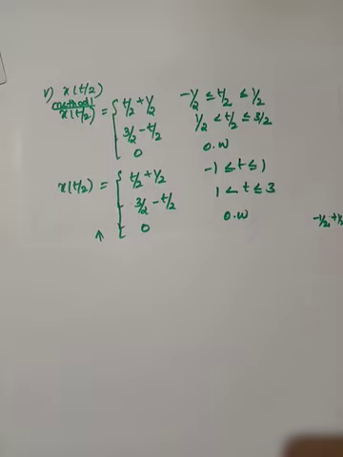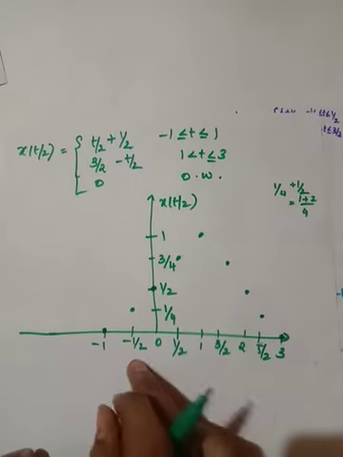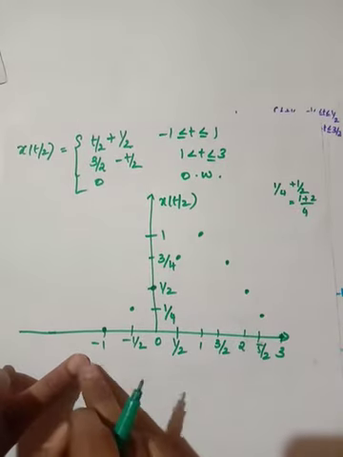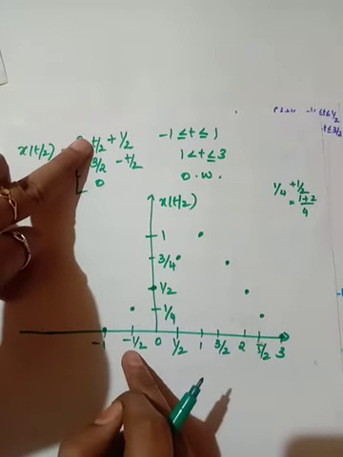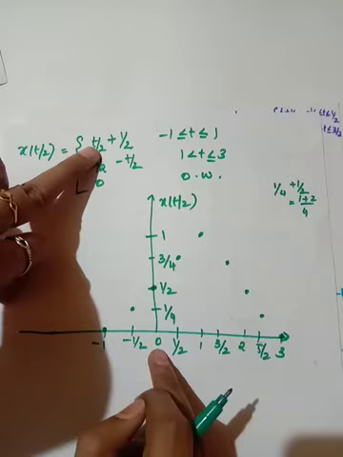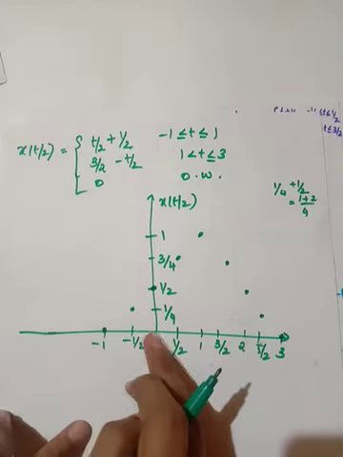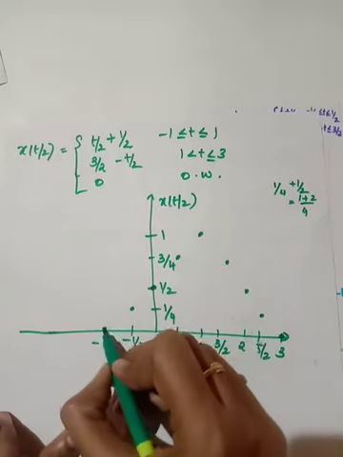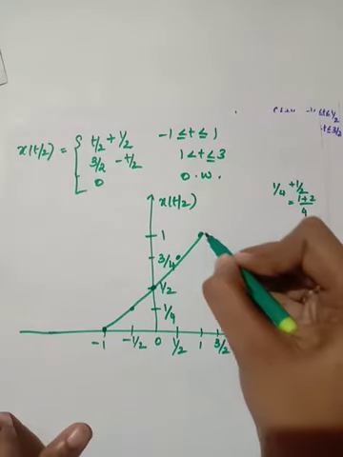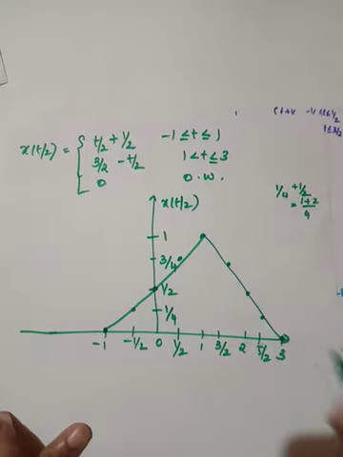Now I am going to plot this representation. Substituting different values of this range, when I substitute minus 1 in this, I am getting 0, minus 1 by 2, I am getting 1 by 4. When I substitute 0, I am getting 1 by 2. Similarly, substituting all these ranges, I am getting the values like this. Now I am going to join this signal.